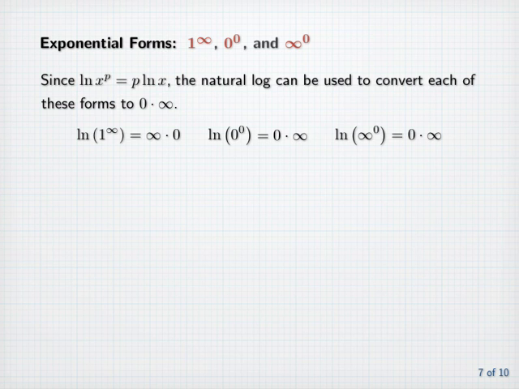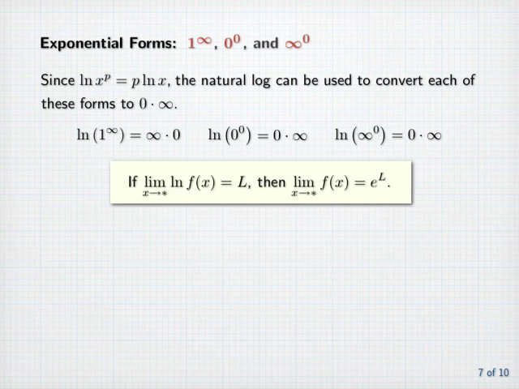So what all this means is that in order to compute an exponential indeterminate form, we can take the natural log of that form, find its limit, and then raise e to that power. In other words, if the limit of natural log of f of x is equal to L, then the limit of f of x equals e to the L. Let's look at an example.